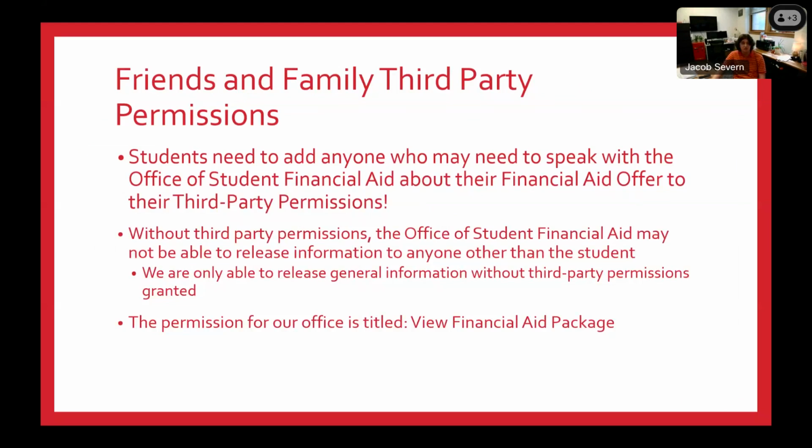If a third-party individual who is not the student is calling in, we cannot go over those specifics and are only going to be able to give out general information. And a good rule of thumb for general information is if we can find it on the website, we are able to talk with you about it. But if you're looking to go over your student's specific financial aid information, you must have third-party permissions granted to you. So our third-party permissions inside of Workday is titled the View Financial Aid Package. Again, students are the only one able to grant third-party permissions.